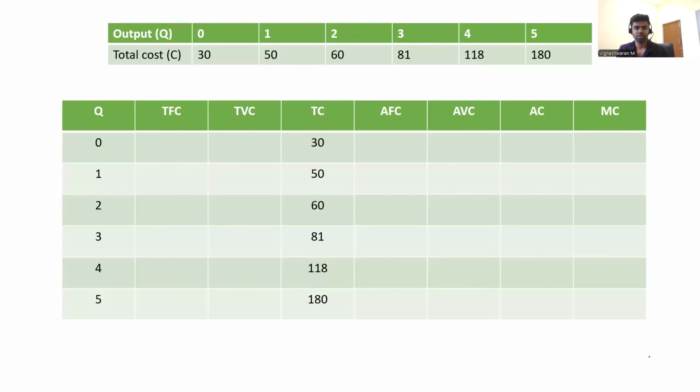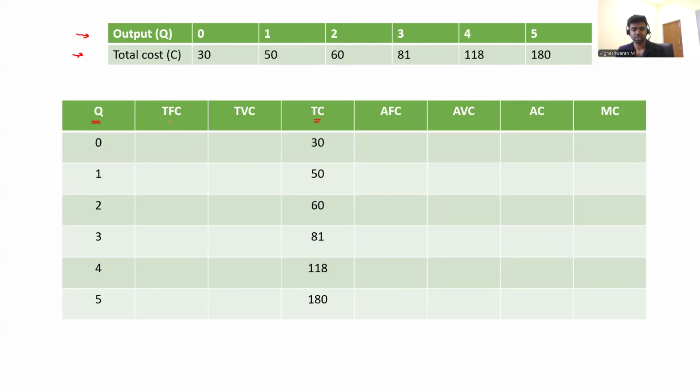So this is the question. For this question we have to find all these values. They have given an output and the total cost. I have written the quantity, and output and quantity are both the same, and I have written the total cost. First, I want to fill in these remaining columns.